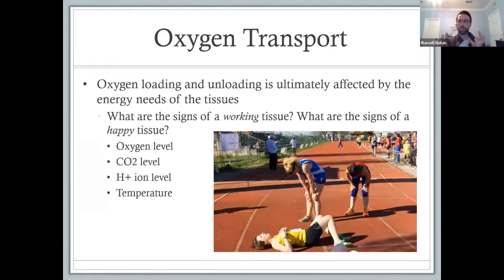So when we talk about that, ultimately this is affected by the energy needs of the tissue. Think about this: what are the signs of a working tissue? And what are the signs of a resting or a happy tissue? Think about it this way: what are the signs of a runner who looks exhausted? Well, we have a picture here. You're laying on the ground, you're bent over, you're heaving, maybe your face is flushed, versus what are the signs of somebody who's relaxed?